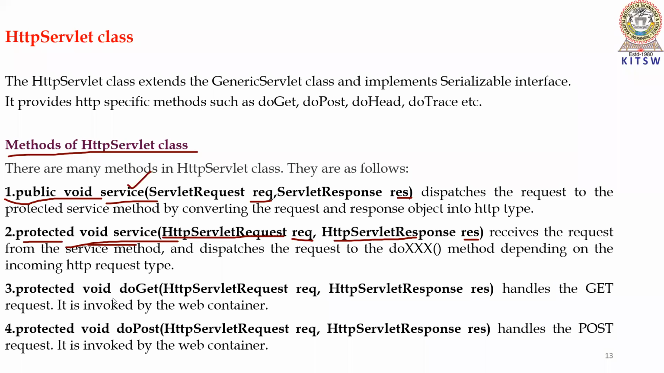Next, the public void doGet method. Mainly this method is used to handle the GET request. It is invoked by the web container. Next, similar to this method, we have the doPost method. This is called whenever we want to handle a POST request. This is also called by the web container.